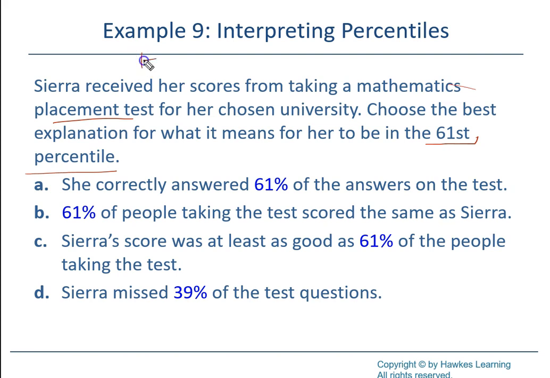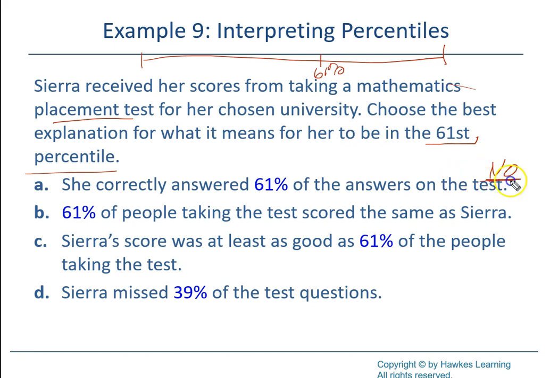Now again, if we're looking at a number line, 61st percentile is right about there. Now, what does that mean? Well, she correctly answered 61% of the answers on the test. Is that what that means? That she's in the 61 percentile? And the answer is no, not for this one.